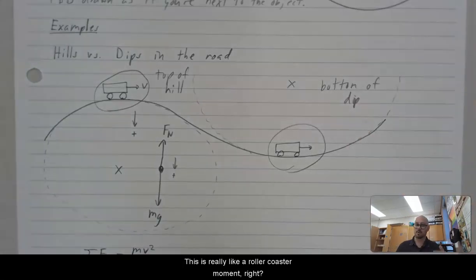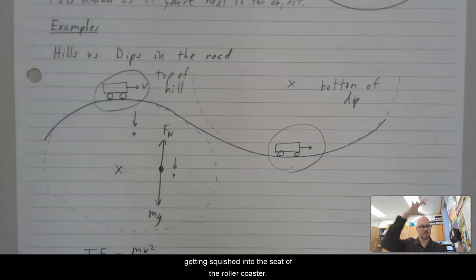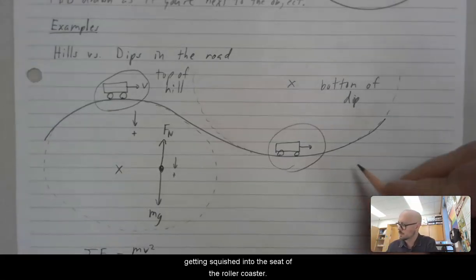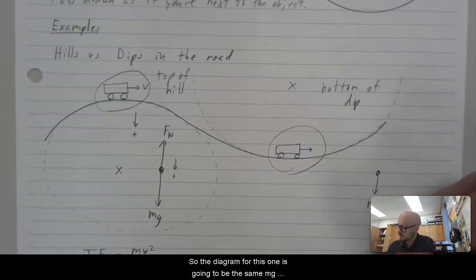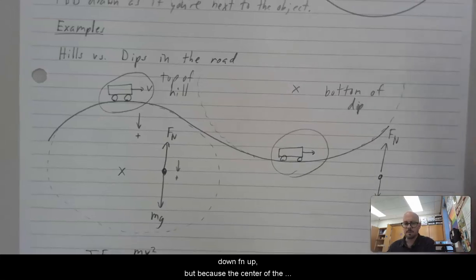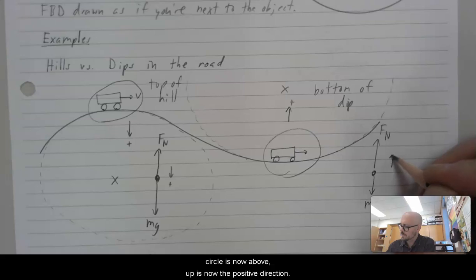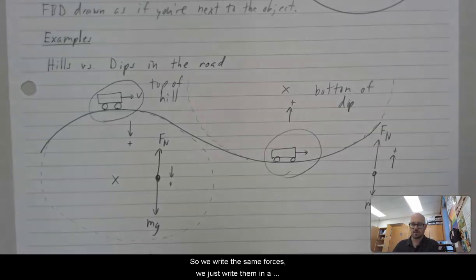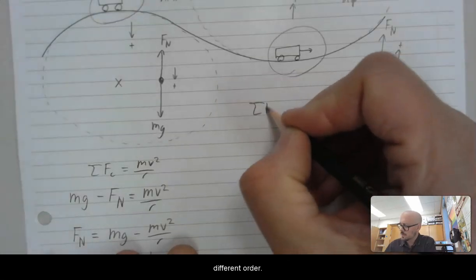This is really like a roller coaster moment, right? You go down the first hill of a roller coaster, and then the first thing you usually do is you come right back up really quickly, and you feel like you're getting squished into the seat of the roller coaster. So the diagram for this one is going to be the same, mg down, Fn up, but because the center of the circle is now above, up is now the positive direction. So we write the same forces, we just write them in a different order.